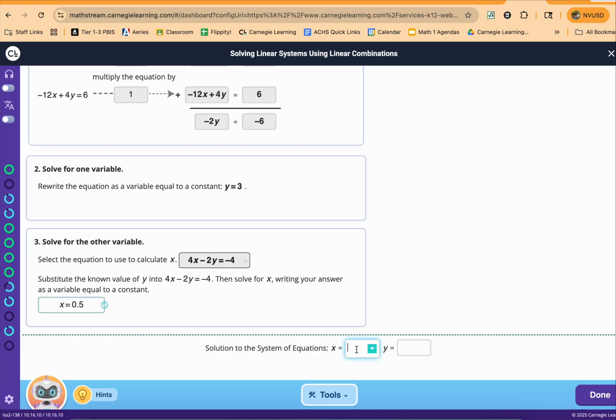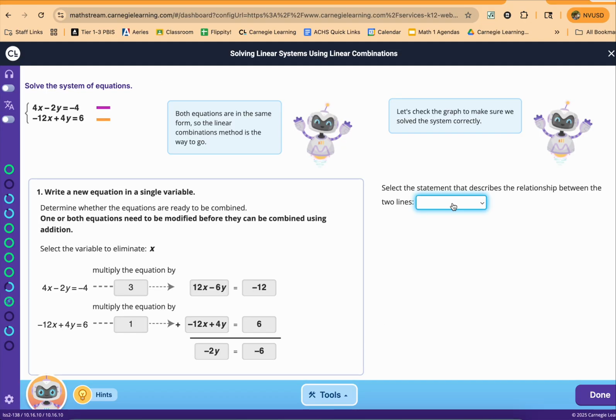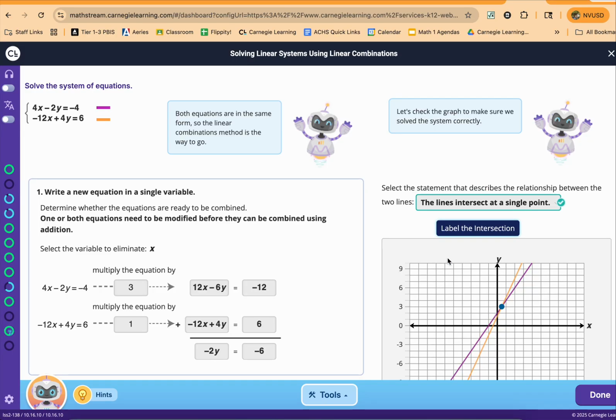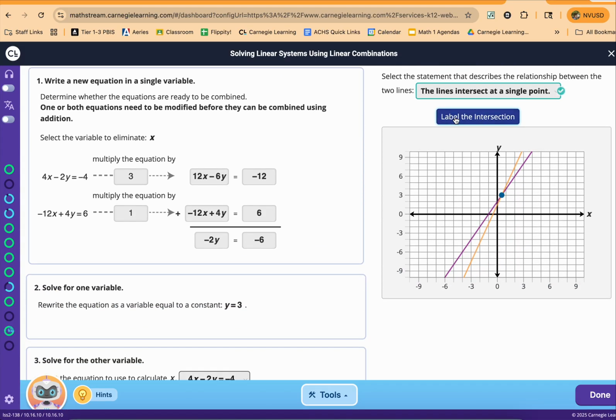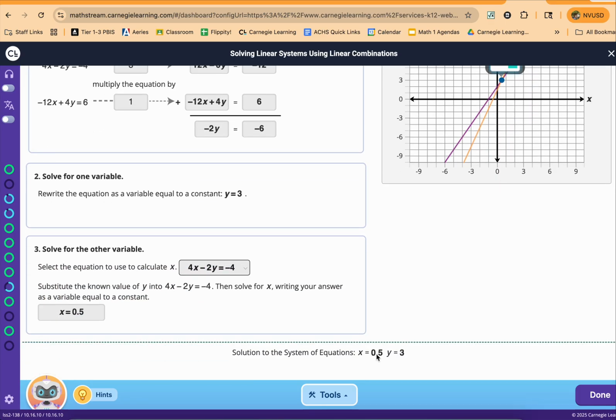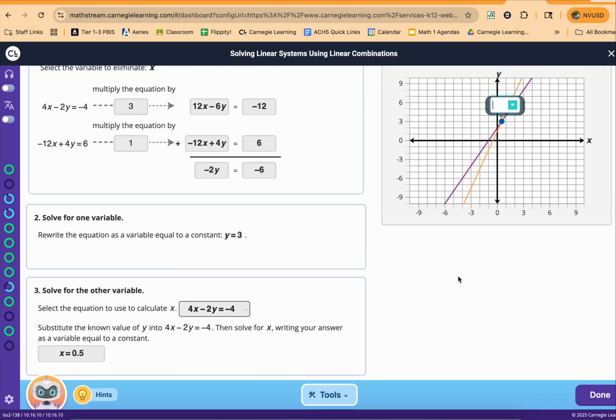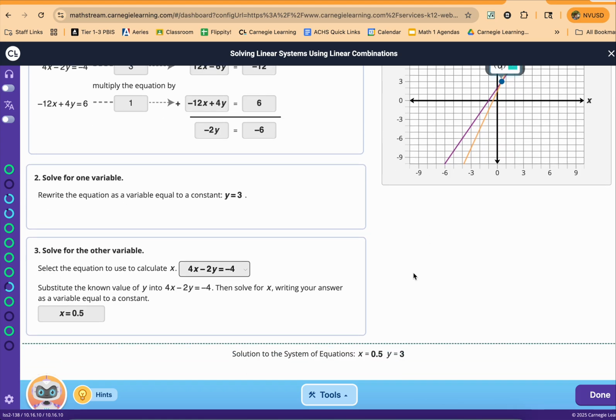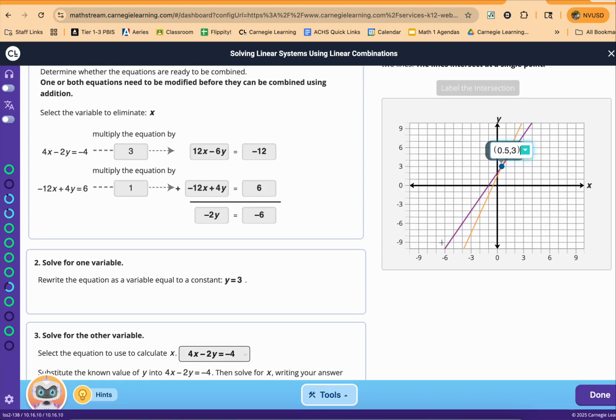So there's 2 more steps to do. You are going to find your final answer that your x value was 0.5, your final y value was 3, and then they're going to give you the graph. This means when we graph them, this is the point where they intersect. So they graphed them for us. We're going to click label the intersection. And then in here, we are going to use the x and the y, and we're going to write it as our coordinate point. Our POI is 0.5, or 1/2, comma 3, close parentheses, hit enter, and you are done.